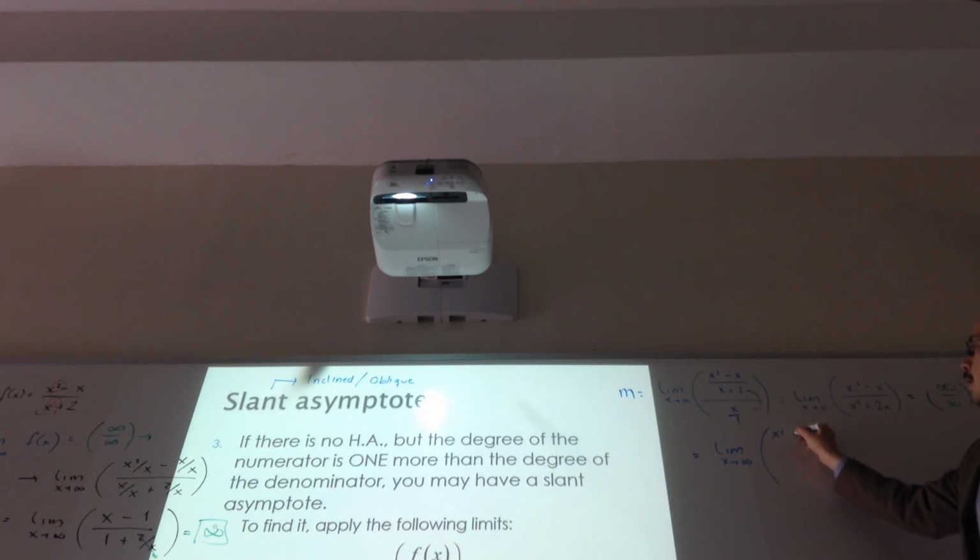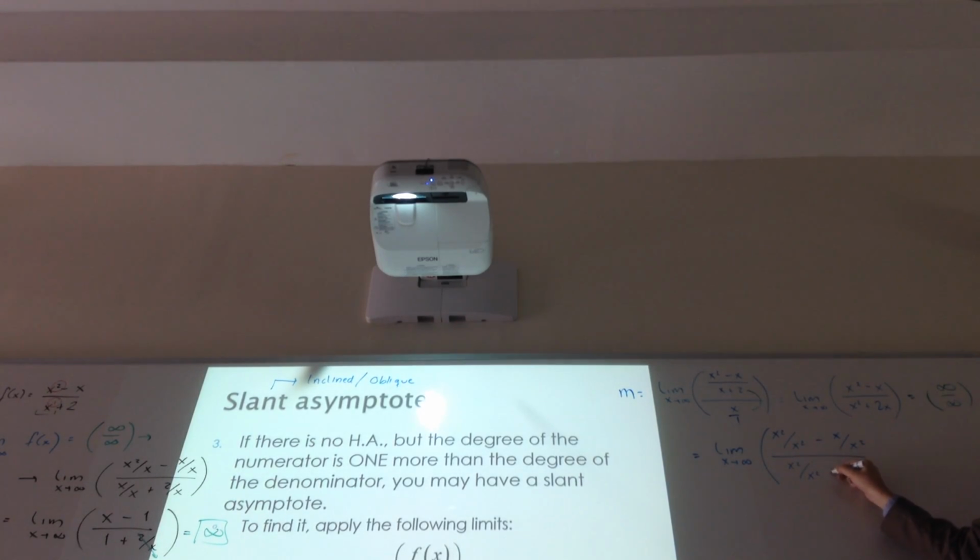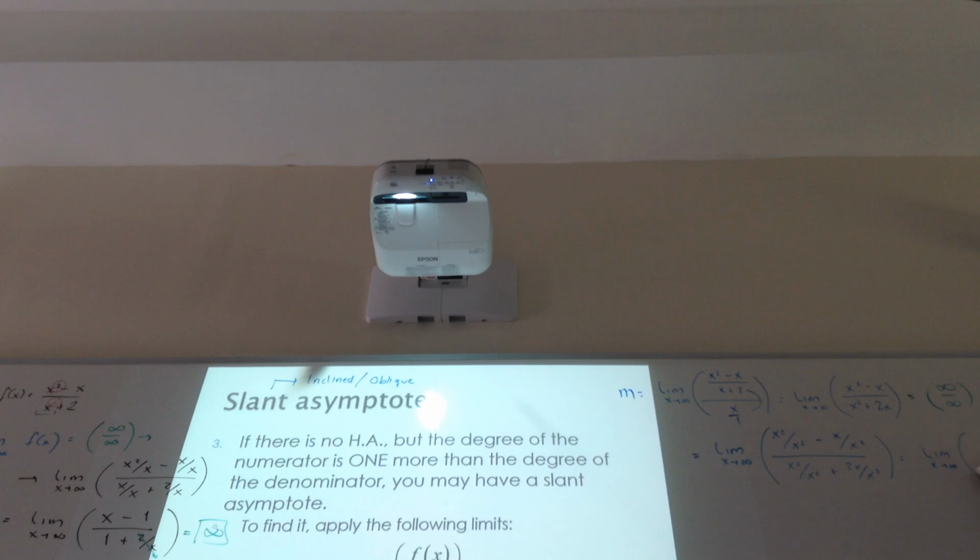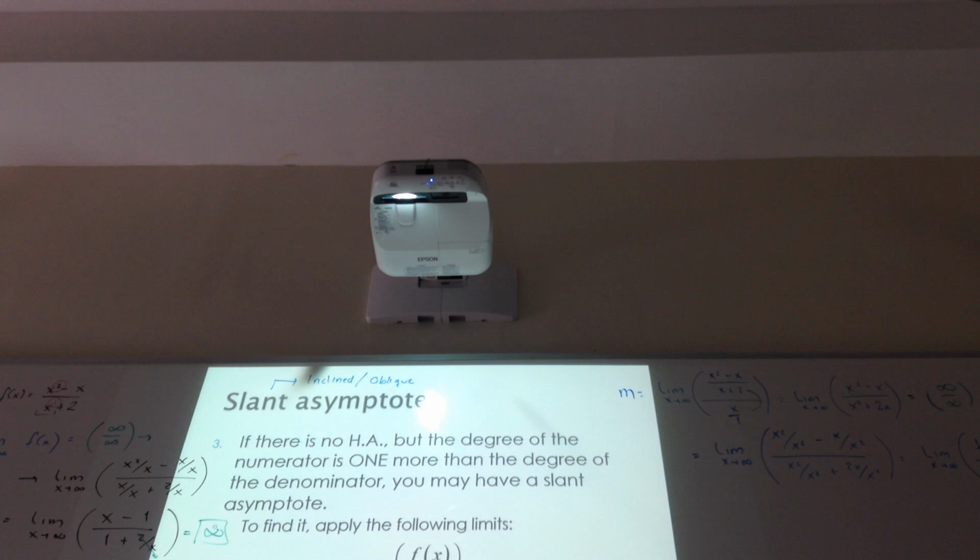x squared divided by x squared minus x, over x squared over x squared, over x squared plus 2x over x squared. Simplify. 1 minus 1 over x, over 1 plus 2 over x. And solve it. 1. So yeah, 1. What's that 1 about? That's going to be my slope of this line, the asymptote.